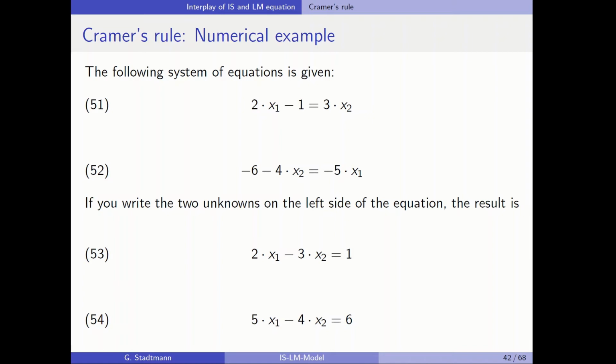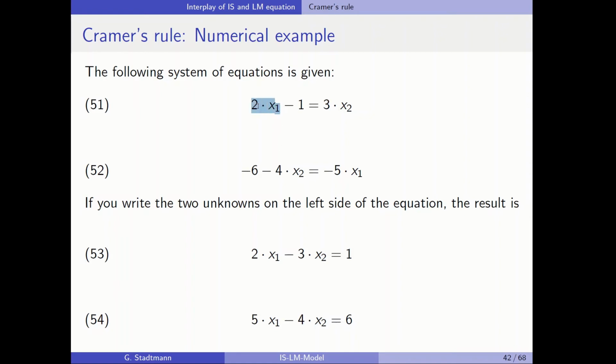So let's try to have a look and solve this problem. We have to solve for the two unknown variables, we need to know what is x1 and what is x2. So let's solve this problem by applying Cramer's rule. In the first step, we have to collect our unknown variables on the left-hand side. All other elements go to the right-hand side.